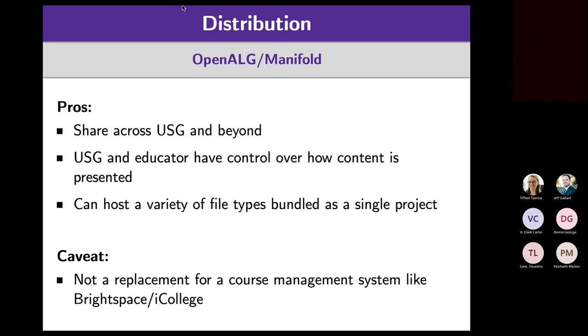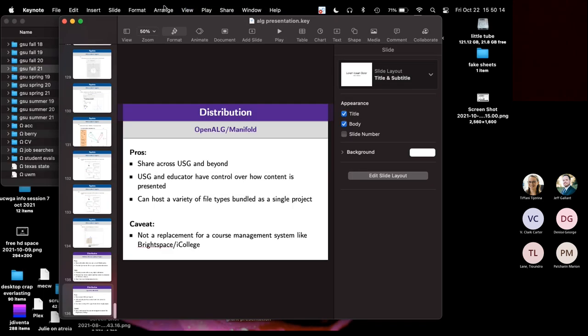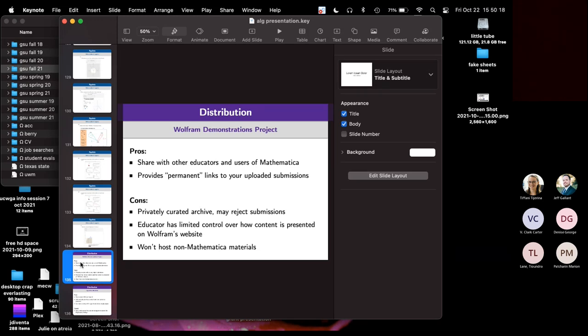OpenALG is a wonderful resource. It gives the educator control over how content is presented. It allows you to upload various file types as a single project, so someone who's interested can download it all at once. You can attach explanatory notes, learning objectives, etc. The only bad thing I could think about OpenALG, and it's not really a bad thing, is that it's not Brightspace. It's not suitable for giving to your students as part of the course, unless you want to just let them download all your materials at once. I'm very happy with OpenALG and very glad we have it as an alternative to proprietary, privately run repositories.